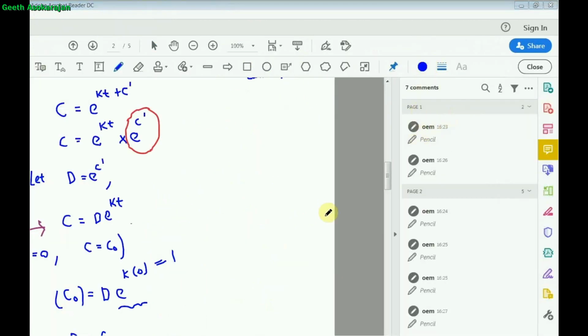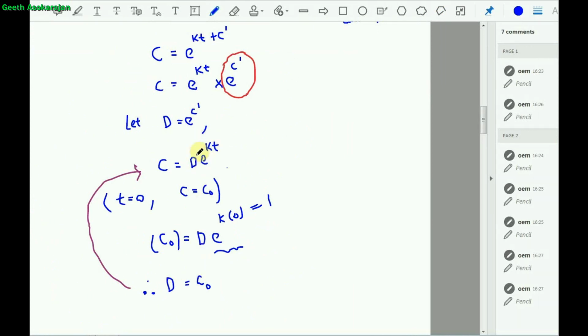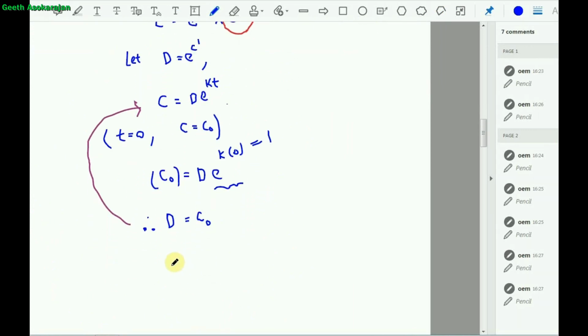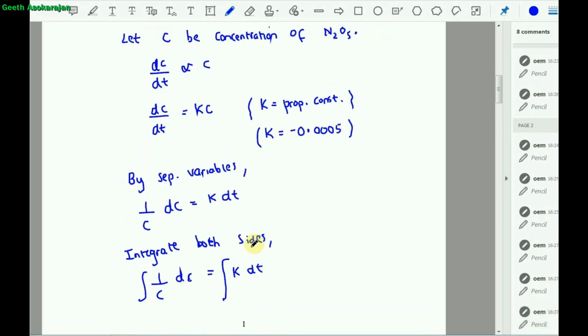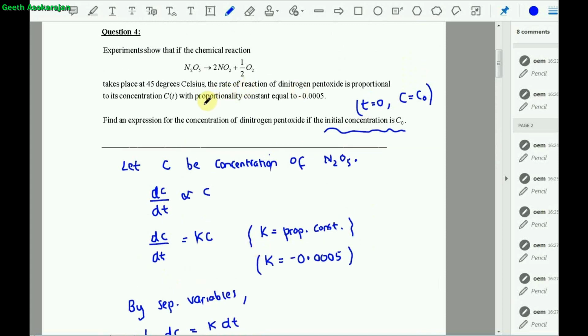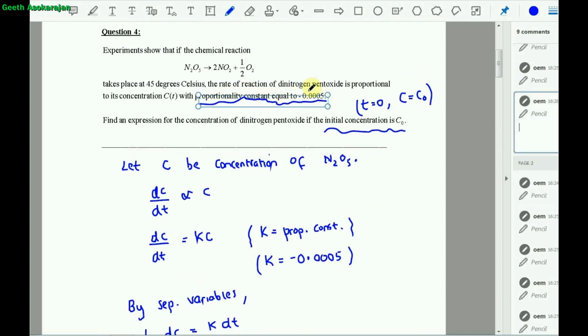Let me go back to my favorite color, blue. If I replace capital D by C0, this is what we're going to have: C is equal to C0 e to the kt. Now we have the value of k. If we go back to the question, the proportionality constant is equal to minus 0.0005, and we made that note here. So let's replace that k by minus 0.0005.